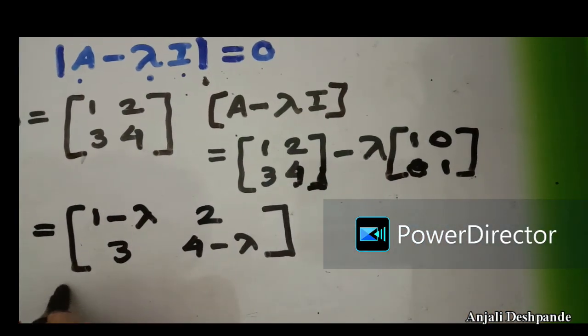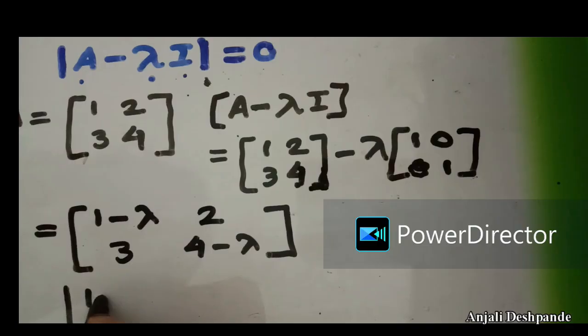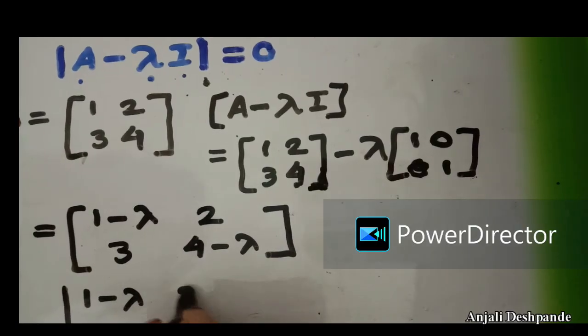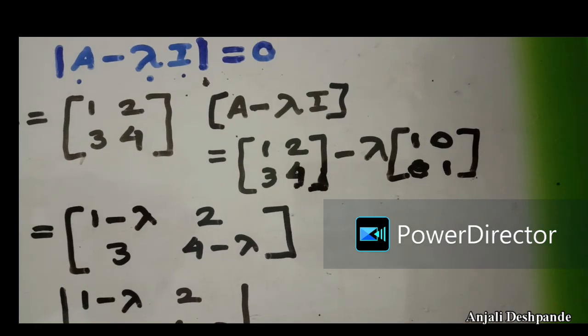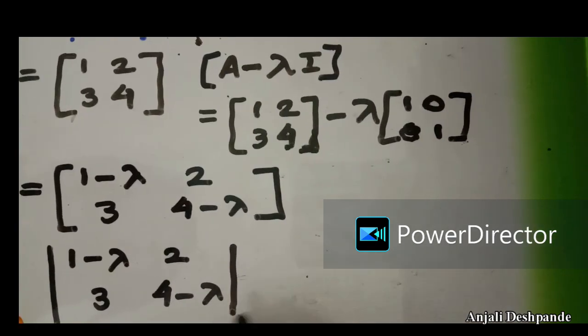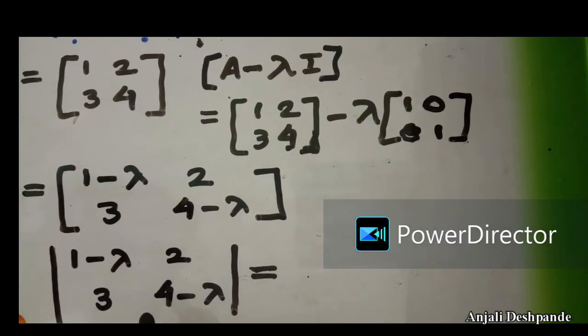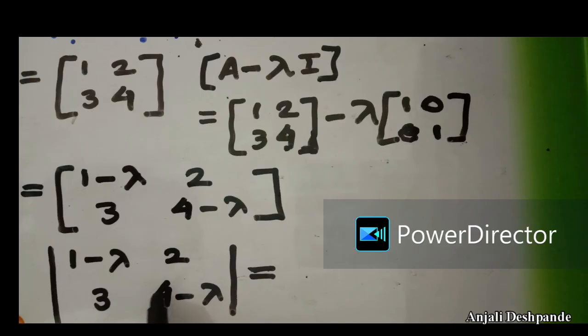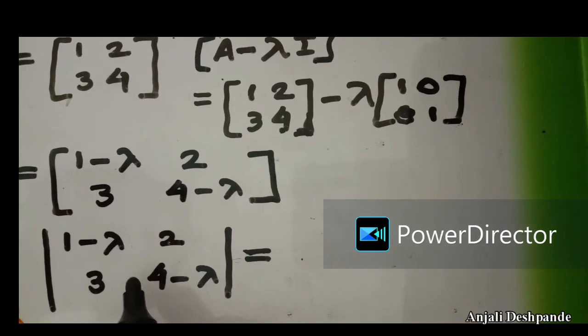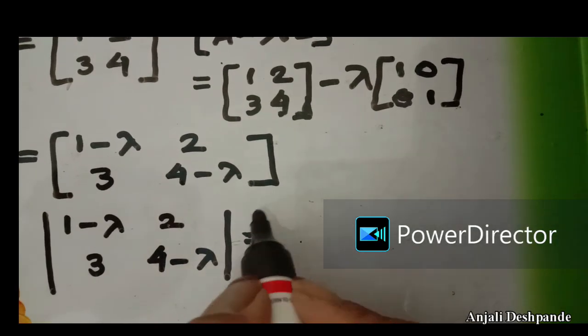Now I want to find out the determinantal value of this matrix, which is our characteristic polynomial. So we need to expand this. To expand this, you can use the traditional method, that is, multiply these two terms and minus the product of these two terms, right? Evaluation of a 2 cross 2 determinant. Or you can also use the shortcut technique for expansion of a determinant.